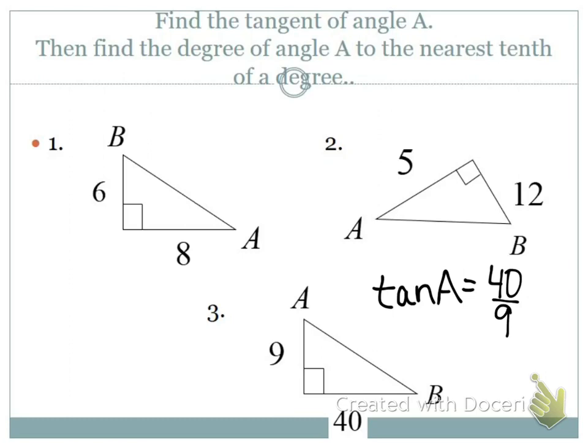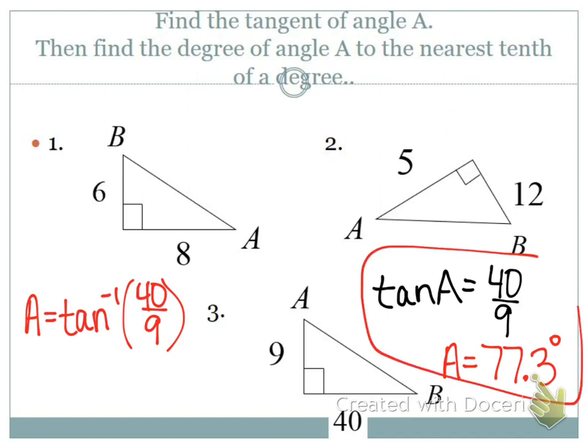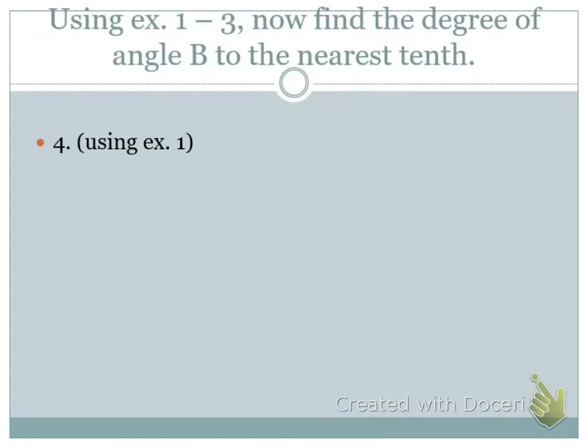The other thing we need to do is calculate angle A's measure. So angle A is going to equal the inverse tangent of that ratio we just found, 40 over 9. What is it, Mariah? So to the nearest tenth, 77.3 degrees. Yeah. Anybody else agree? Okay, so these would be our 2 answers for number 3.